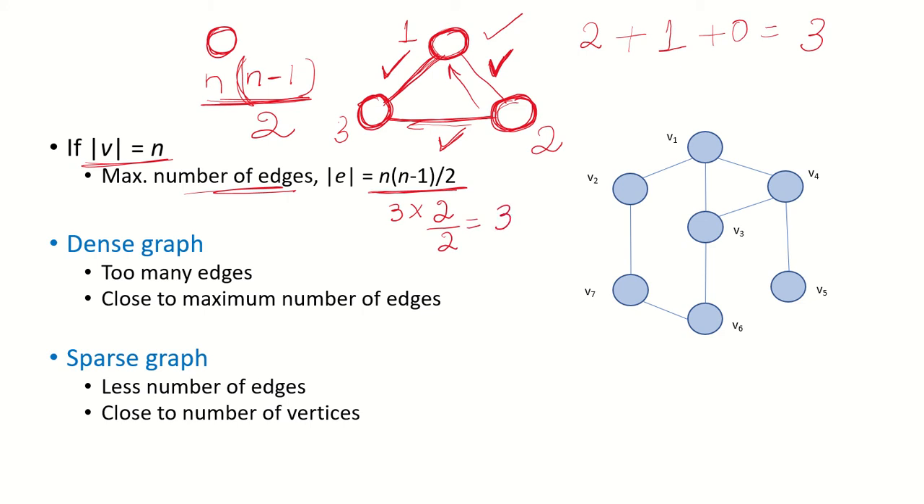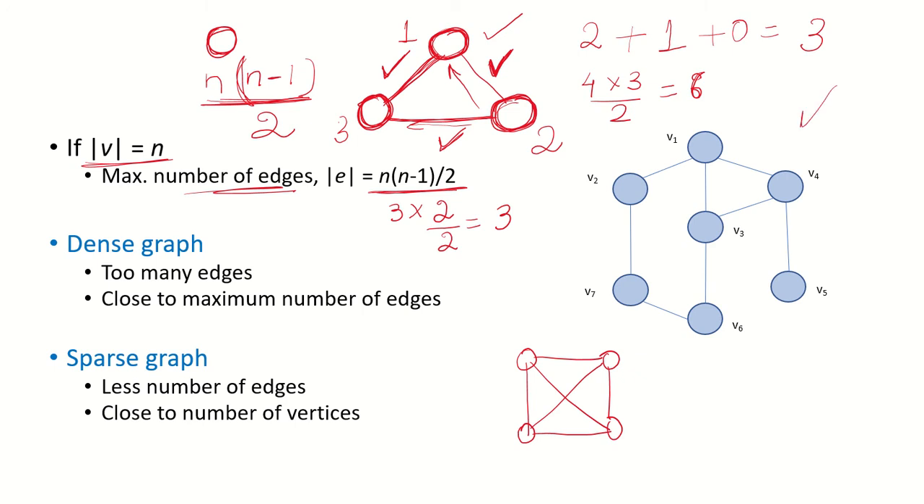If there were 4 vertices, this would be equal to 4 into 3 by 2, which is 6. So you can check also, there would be 6 maximum possible edges. So if there are 4 nodes over here, 1, 2, 3, 4, 5 and 6. These are the maximum possible number of edges with 4 nodes.